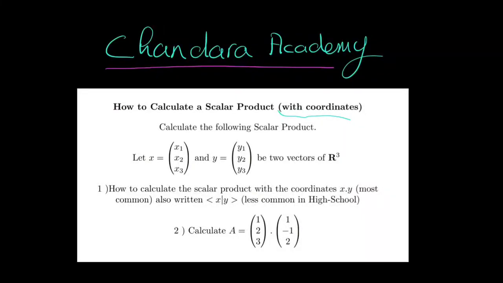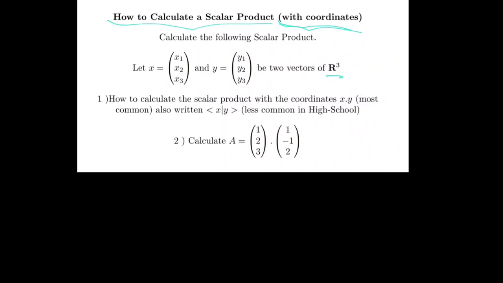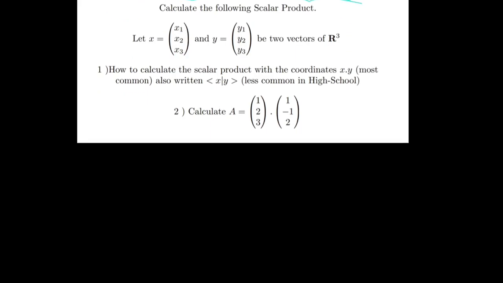In today's video, we are going to learn how to calculate a scalar product between two vectors here in R3 using their coordinates. So first, let's define two vectors x and y by their three coordinates, which are real numbers. Then I'm going to show you how to calculate a scalar product between two vectors.